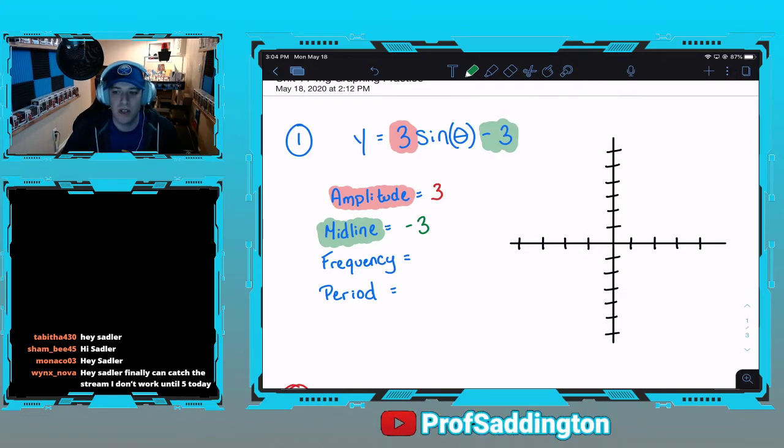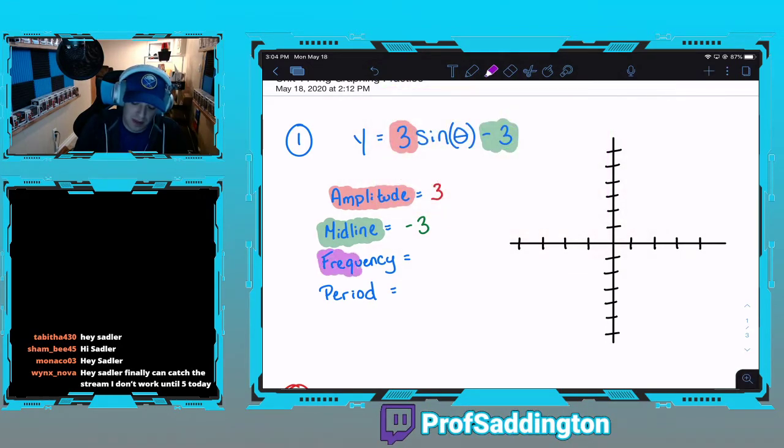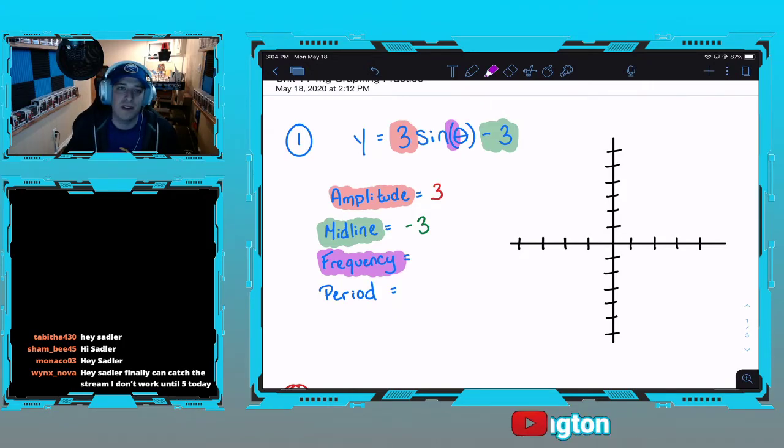Frequency is always represented by the b value. It's always the value that's being multiplied by the x or the theta. So this one, if we're looking at it, is the number that's in front of the theta right there. And right now there is no number in front of the theta, and we were taught if there is no number written in front of a variable, it's just represented by 1. So in this case, the frequency is just 1. That means that it's only creating one sine or one cosine.